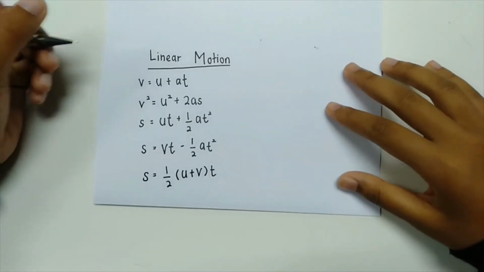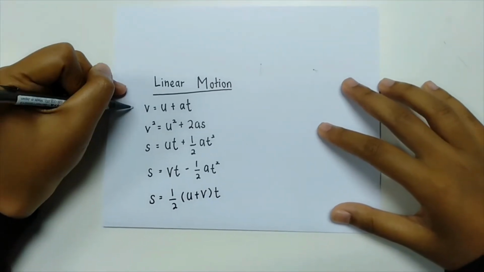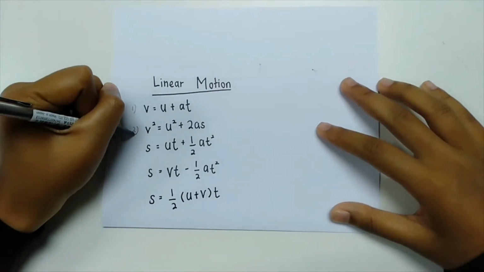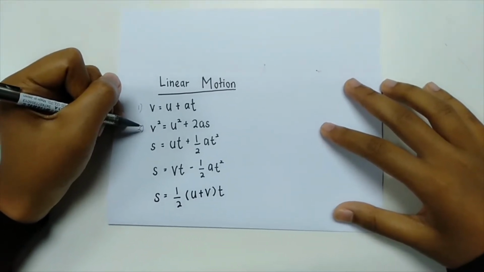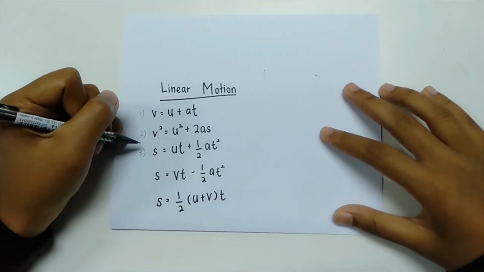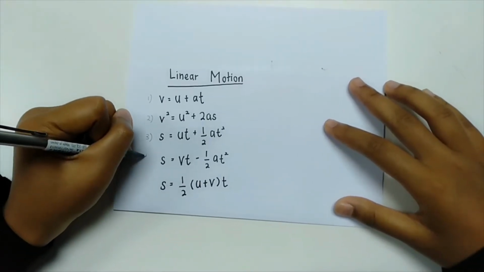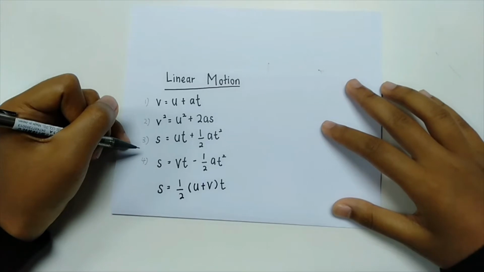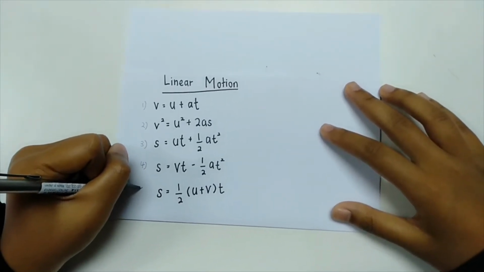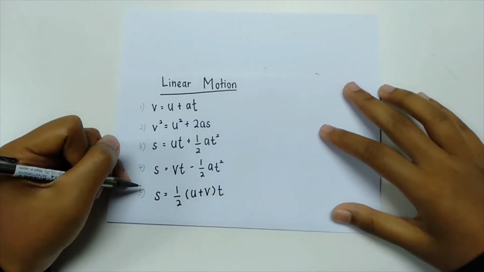There are five linear motion equations, such as first, v equals u plus at. Second, v square equals u square plus 2as. The third is s equals ut plus half at square. Next is s equals vt minus half at square. And finally is s equals half (u plus v)t.